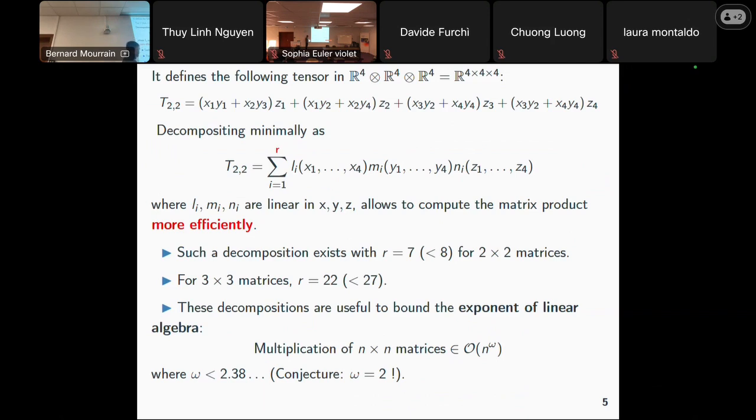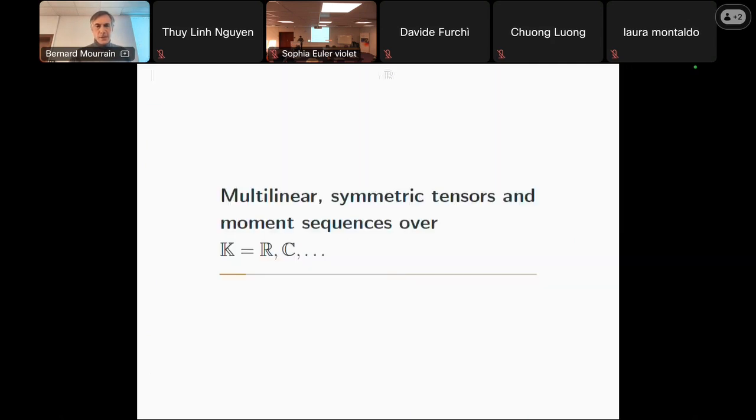And the techniques to decrease this exponent are based on the geometry of tensors, and in fact there will be a talk by Landsberg this week on this topic. So tensors are involved in these problems. I will describe them, their shape, how we see them, how we manipulate them now.